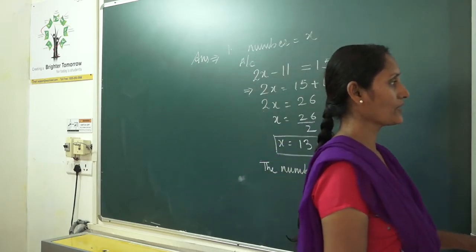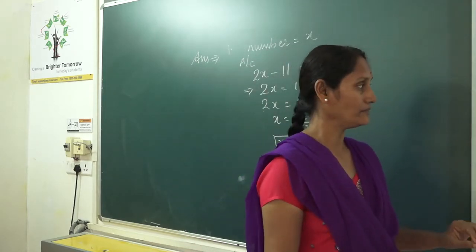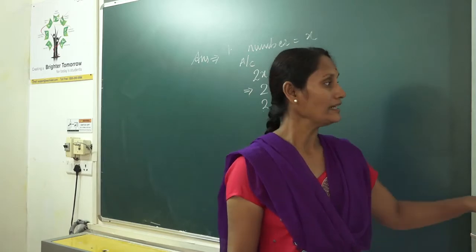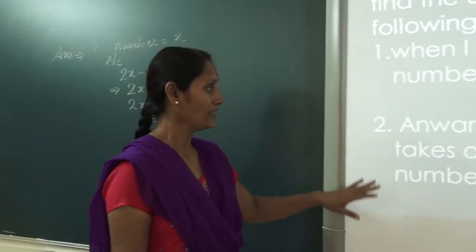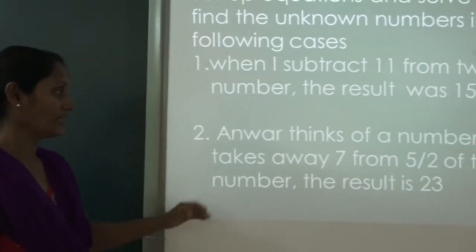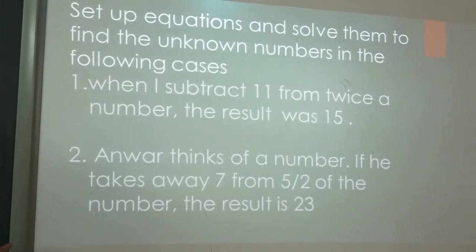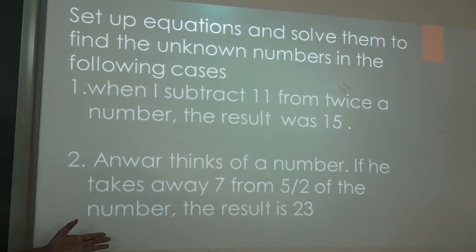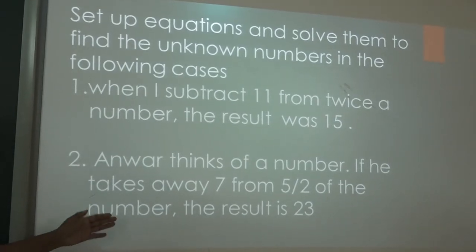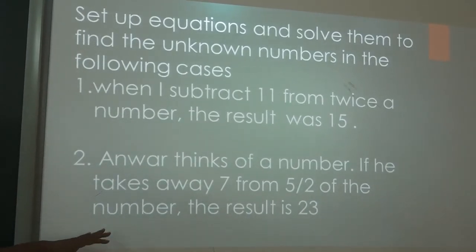Second one. Anwar thinks of a number. Okay, it is just like a riddle. Anwar thinks of a number. If he takes away 7 from 5 by 2 of the number. Here again the number we don't know. Sorry, not 2 by 5, it is 5 by 2. 5 by 2 of the number. The result is 23.